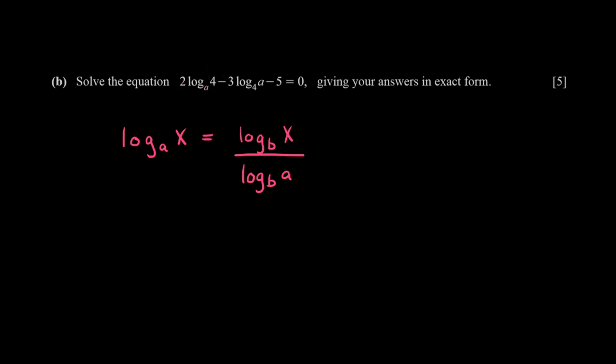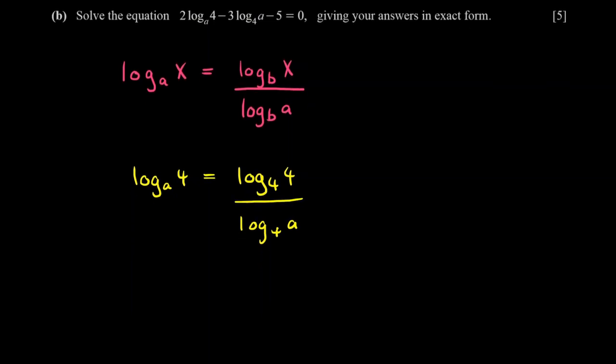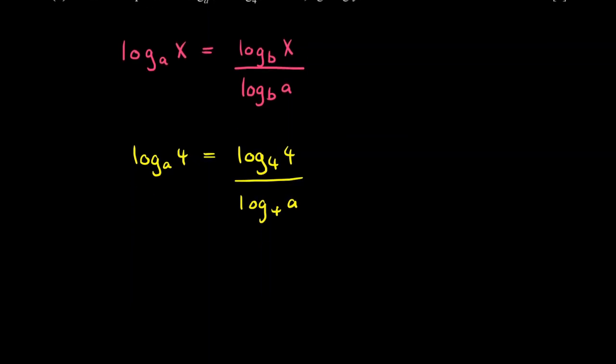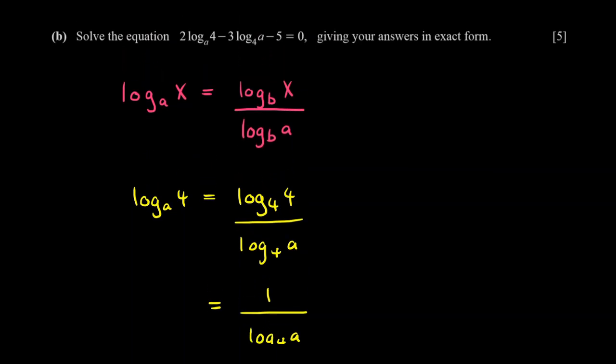So let's do that. If we've got log base a of 4, we want to convert that to have log base 4. So that's log base 4 of 4 all over log base 4 of a, right? So we got log base 4 of the old base there. Now log base 4 of 4 is just equal to 1. And so therefore we've got 1 over log base 4 of a. Okay, well that means that we can replace this into our equation.